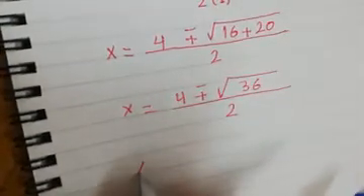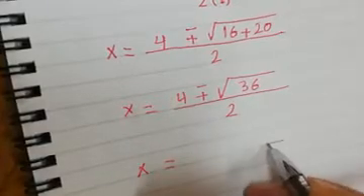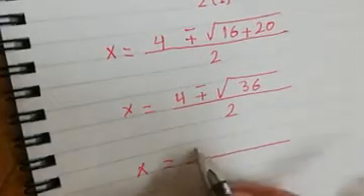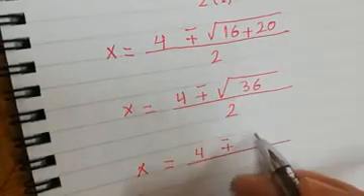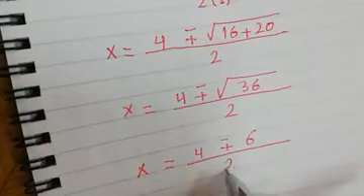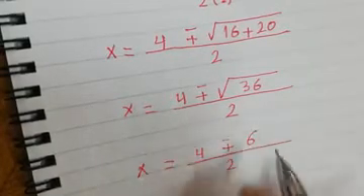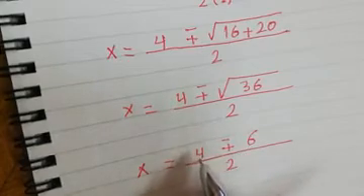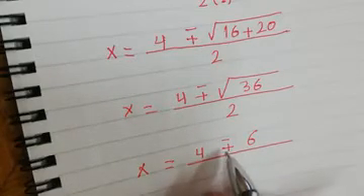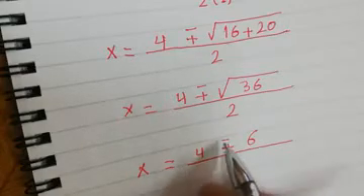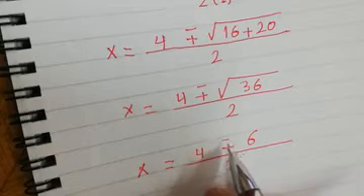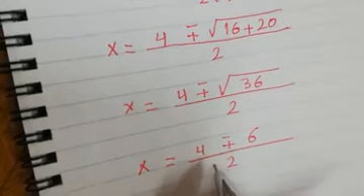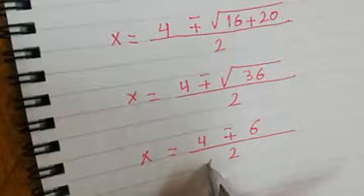So x will be 4 plus or minus the square root of 36, which is 6, divided by 2. So now we have two alternatives, two solutions. The first, you will take the same numbers, but first you will take the plus, and the second solution you will take the minus. So these are to differentiate between the two different solutions. So now either or. So I will take it this way.